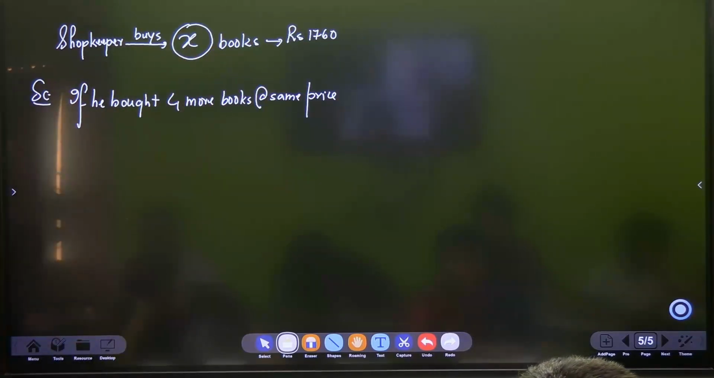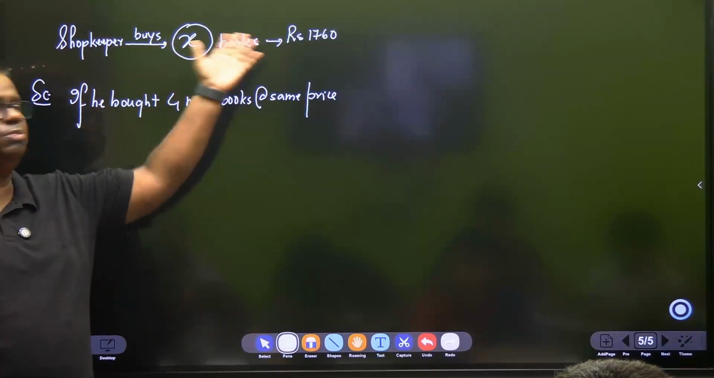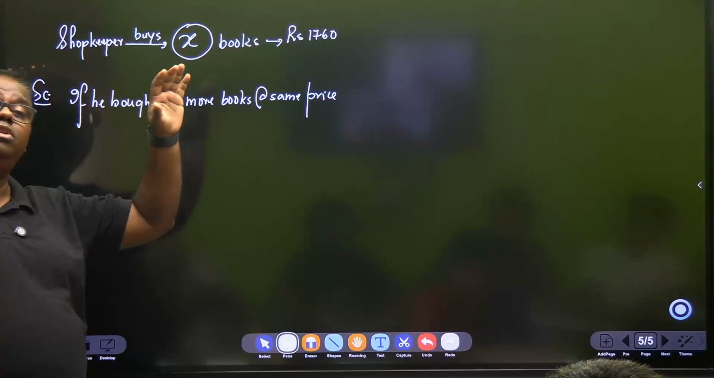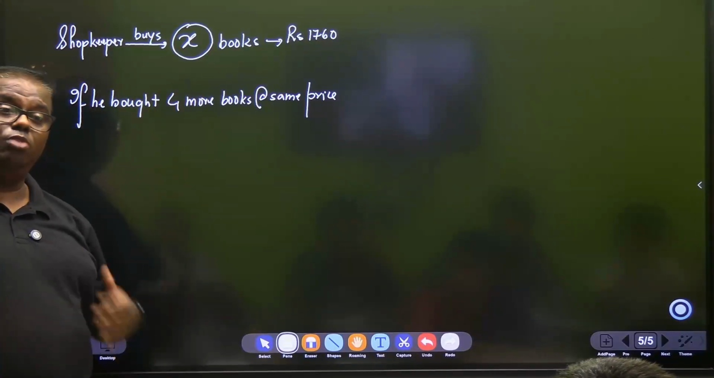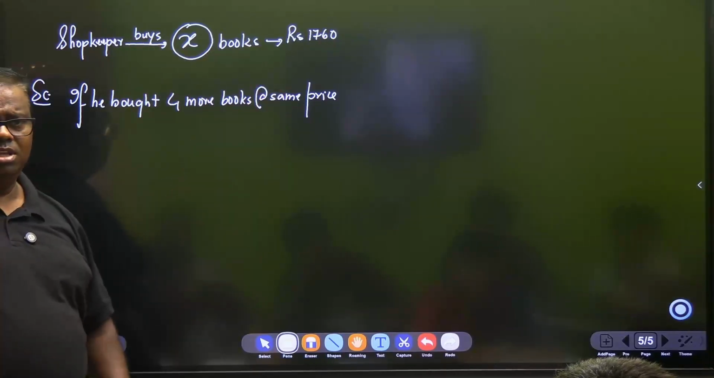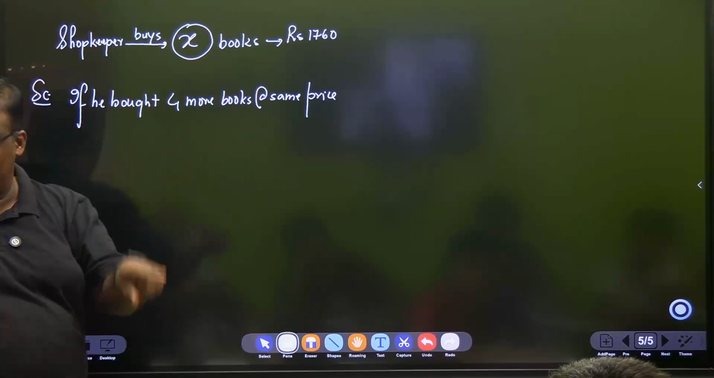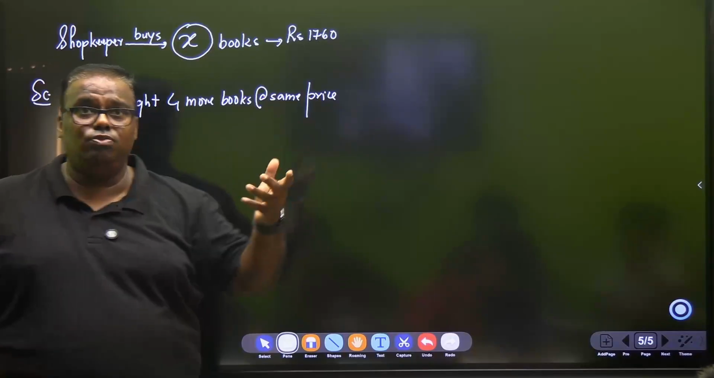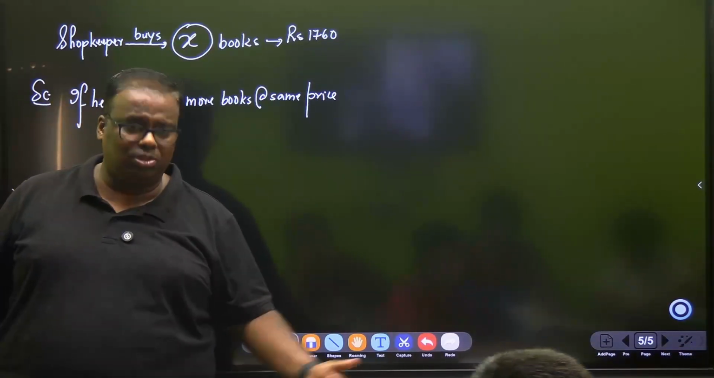Now I'll not say the other thing. You put your common sense. I bought some books for 100 rupees. They are saying, Jaydeep, buy 4 more books in the same money. So I have now bought some plus 4 books for 100 rupees. Did I pay extra money? No. That means the cost of the books must have gone down. If you're buying more books for the same money, then the books must have been cheaper to you. That's what the book is saying.